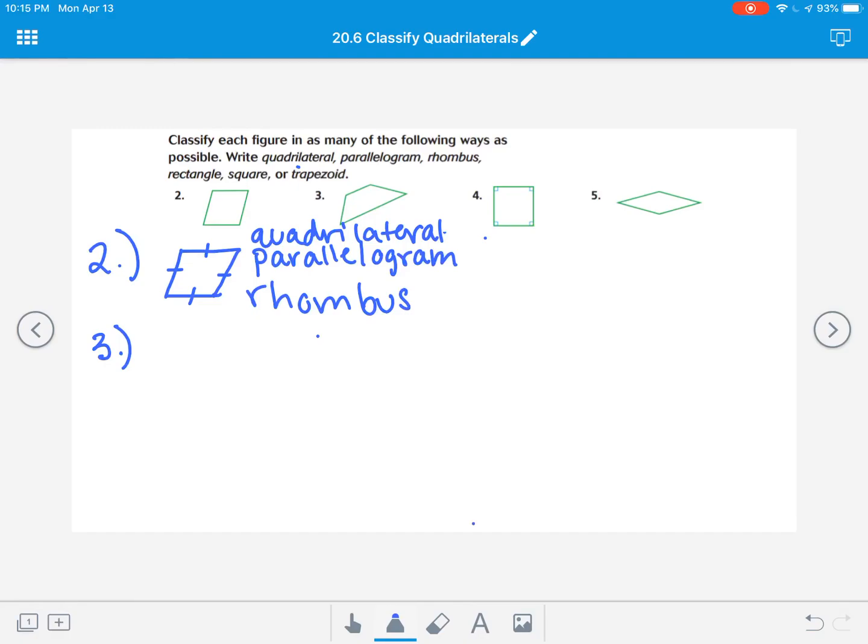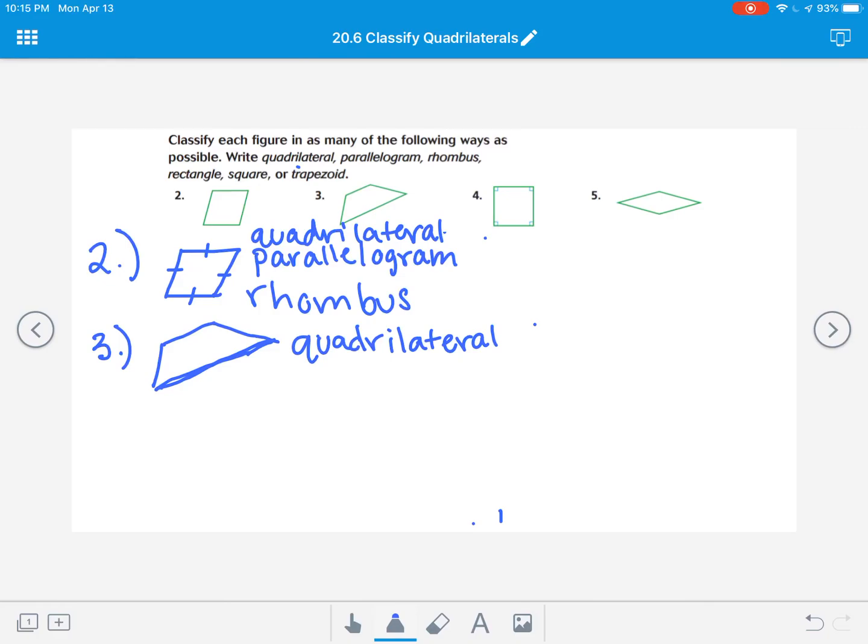All right, number 3. Okay, so I see a 4-sided figure, but this one is definitely a little bit more complicated than the others. Sorry, it's not the best shape I've ever drawn, but it's okay. I'm doing my best. Okay, so we know it's a quadrilateral because it has 4 sides. All of these today will at least be quadrilaterals.